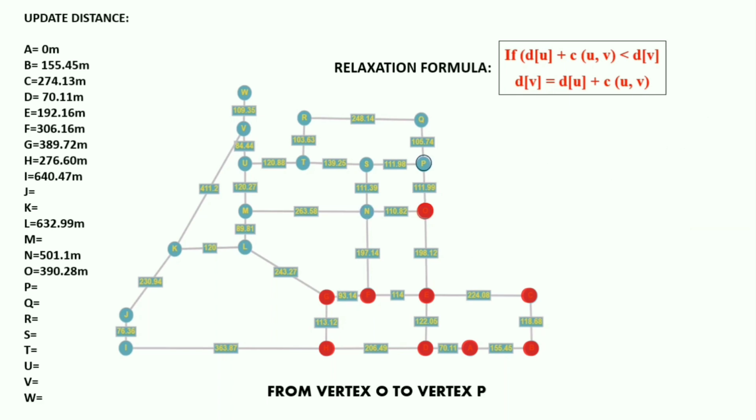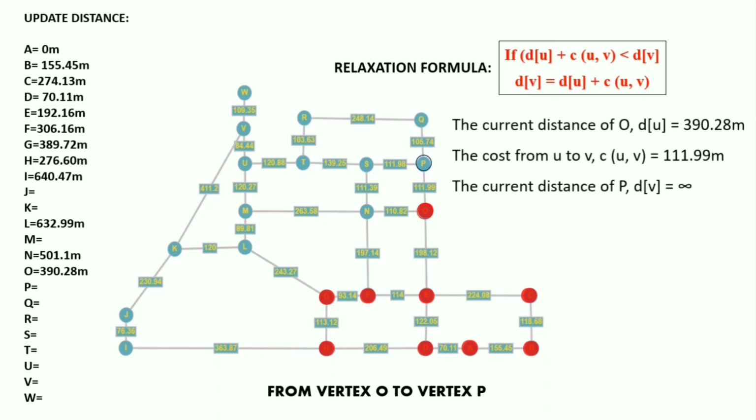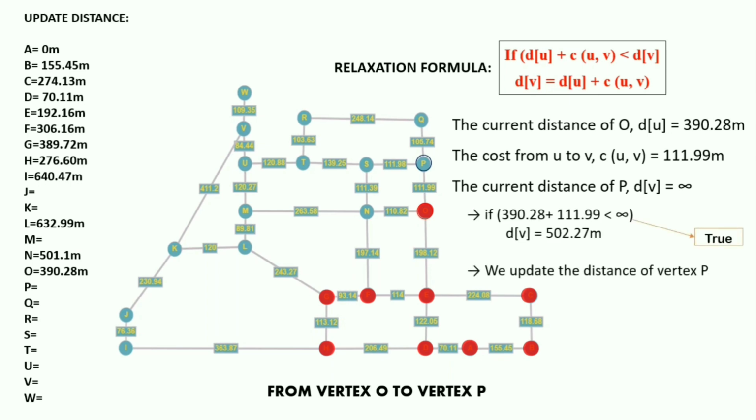We move to vertex O to vertex P. So the current distance of O is 390.28 meter, while the cost from U to V is 111.99 meter, and the current distance of P is infinite. So this is the condition using relaxation formula. It is true this time, so we will update the distance of vertex P.